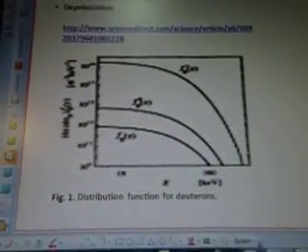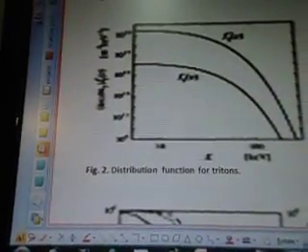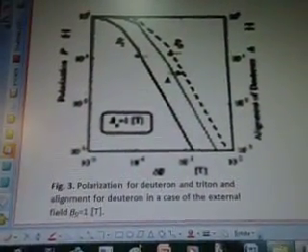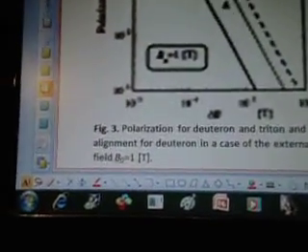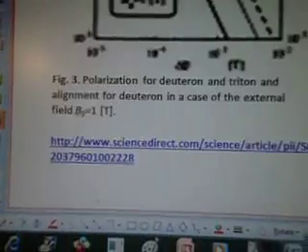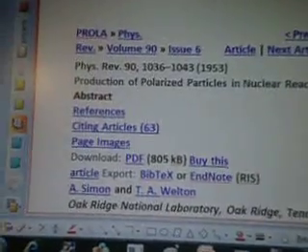Here's a graph. It's hard to see it. Distribution function for deuterons. This is distribution functions for tritons. And this is polarization for deuteron and triton and alignment for deuteron in case of the external field. Whatever you call it. I haven't done this for a while.